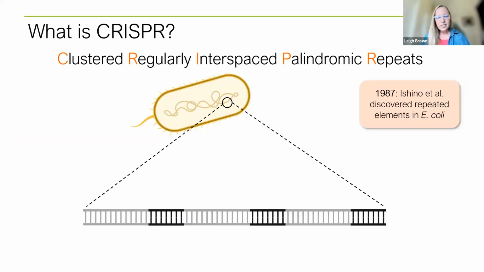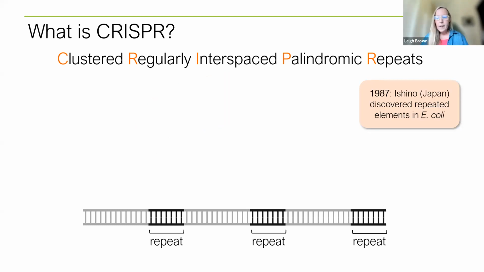So what is CRISPR? Way back in 1987, the last century, it seems like, for me, that seems like 20 years ago, but that's not. But 1987, Ishino at Osaka University in Japan discovered these short repeated sequences in E. coli. And I've got the papers linked in the notes to this PowerPoint. So if you want to look at those, you're welcome to do that.